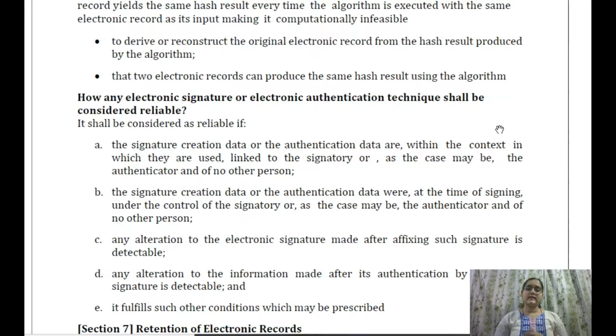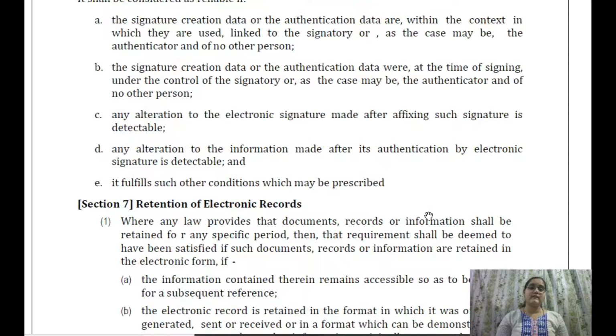What are those conditions? Signature creation data or authentication data must be within the context for which they are being used and linked to the signatory or the authenticator and no other person. The signature creation data or authentication data at the time of signing must be under the control of the signatory, as the case may be, or under the control of the authenticator and no other person. Then any alteration to the electronic signature made after fixing the signature is detectable. Any alteration to the information made after its authentication by electronic signature is also detectable. And any other conditions, if there are any, must be followed by the electronic signature or authentication technique. Then only we can say they are reliable.